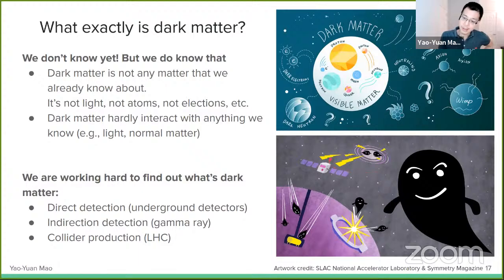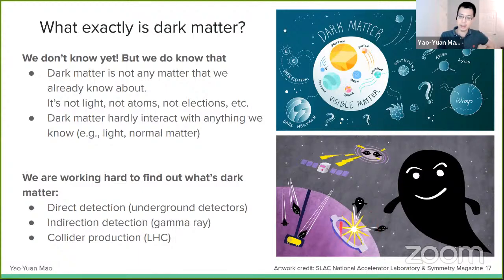This one you see here is called indirect detection. This one is hoping that the dark matter interacts with itself. And maybe there's some chance that 2 dark matter particles will collide with each other and annihilate and create gamma rays. And so we have gamma ray telescopes there trying to monitor if there's any annihilation from dark matter particles.